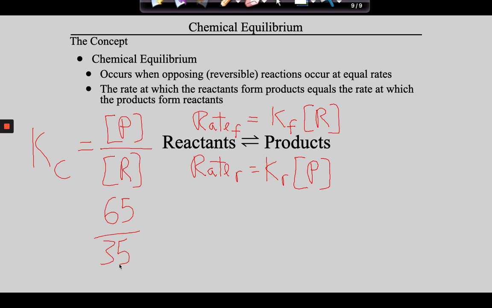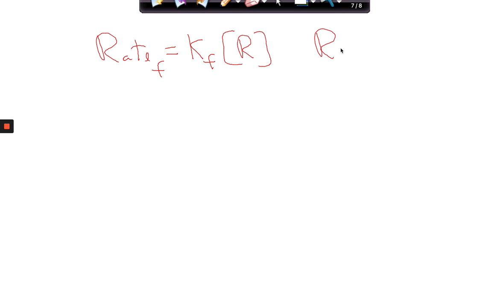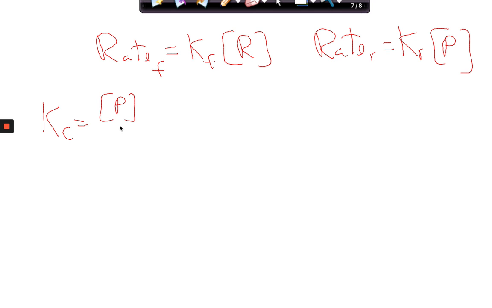I'm going to do this on a clean screen, but I'm going to reference this as if it was in front of me. So guys, here's what we've got. We've got rate forward is equal to K forward times the concentration of the reactants. And then we've got rate reverse is equal to K reverse times the concentration of the products. And then guys, we've got Kc is equal to products divided by reactants.